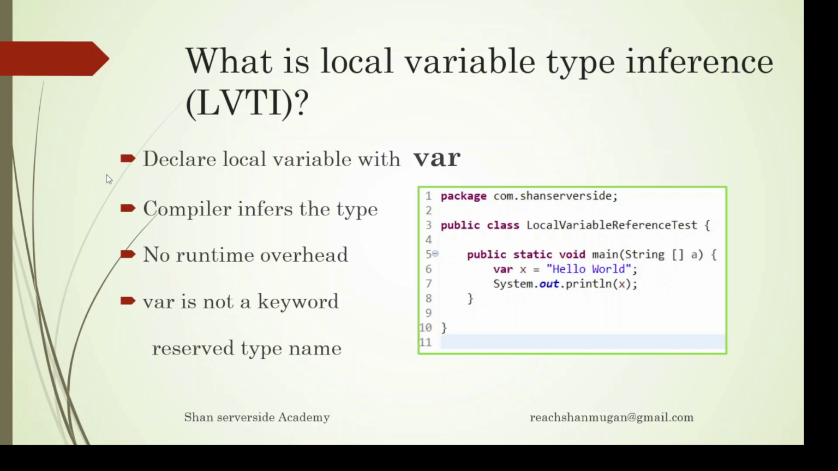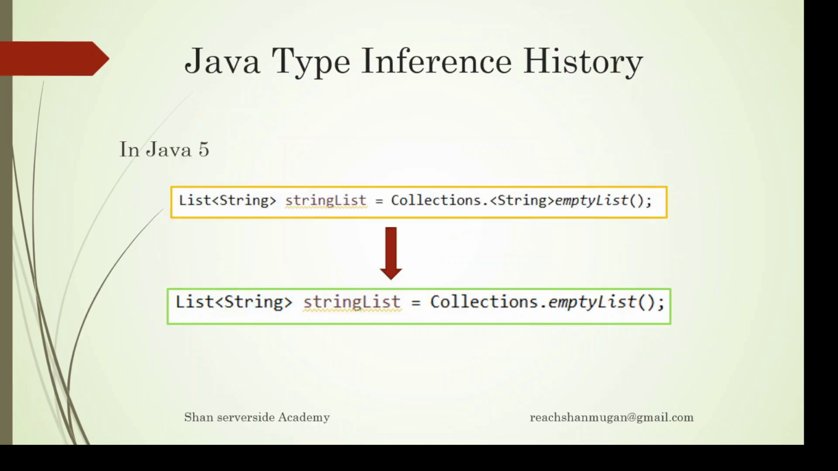Now we have seen the basics of local variable type inference. Let us go into the next topic, a brief history of the inference feature. In Java 5, generics were introduced. As shown in the yellow box, while creating an empty list collection, you no longer need to mention what type the empty list will contain. The compiler can infer that from the left hand side of the initialization statement, since the variable string list is going to hold string objects, so you can skip it. This is what was introduced in Java 5.